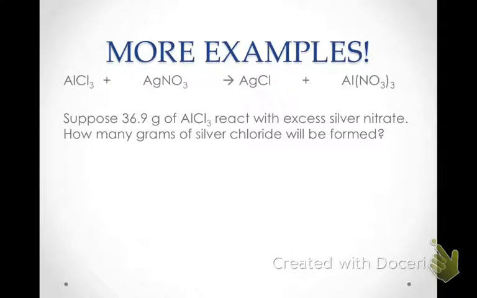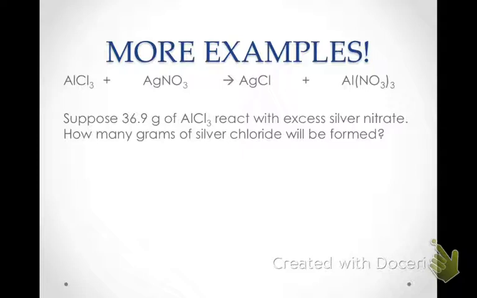Okay, so here's some more examples using this mole ratio and the new and improved master plan. So here I've got a double replacement reaction between aluminum chloride and silver nitrate. And it says, suppose 36.9 grams of aluminum chloride react with excess silver nitrate. That just means more than enough, plenty. How many grams of silver chloride will be formed?